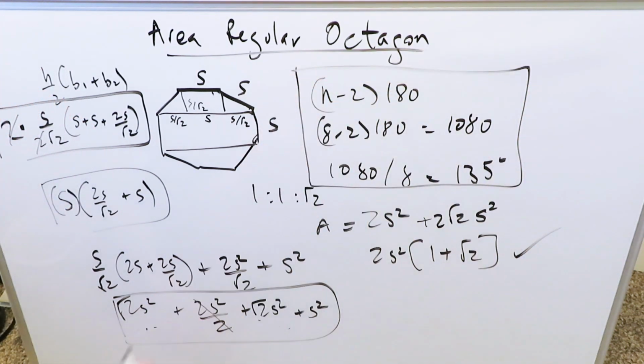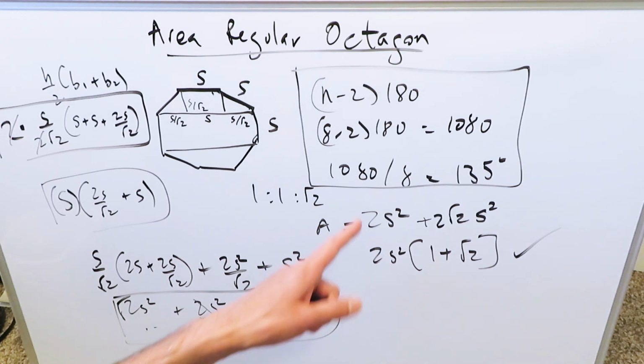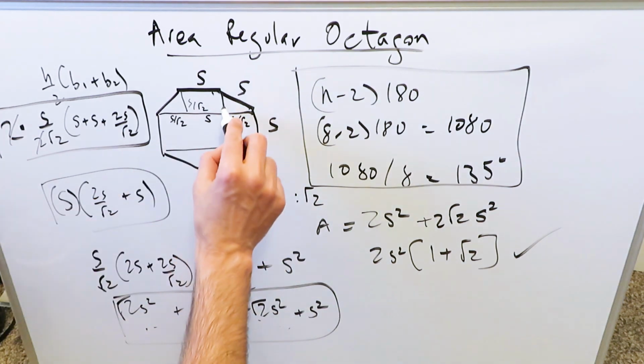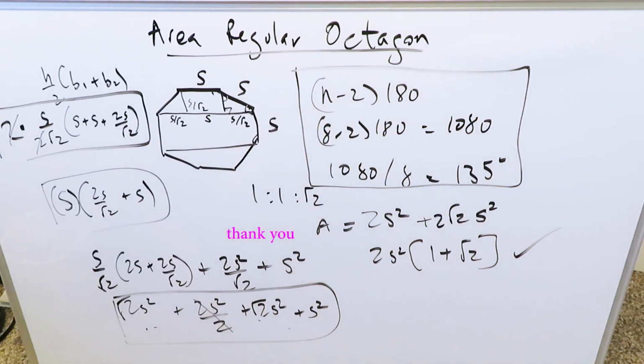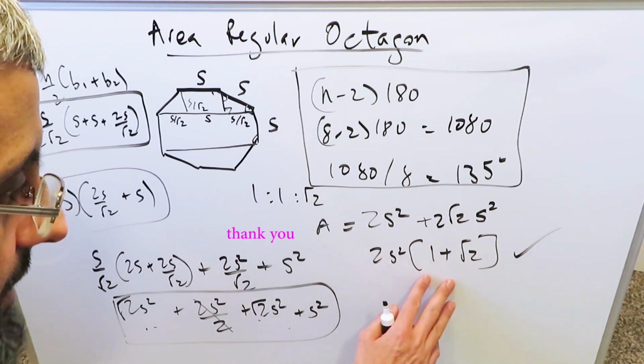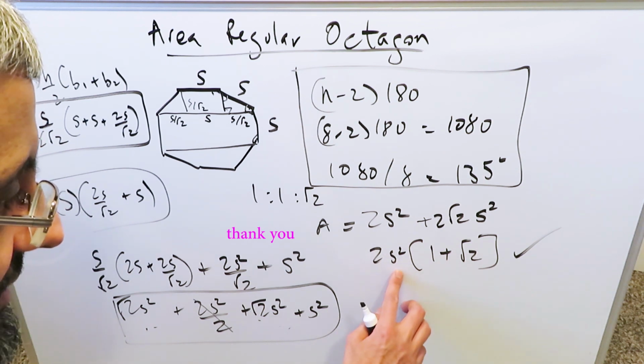If you don't do this calculation, it's very difficult to proceed, because this calculation generates that 45, 45, 90 triangle, which then continues the entire procedure onwards. This here is your area, 2S square times 1 plus root 2, where S is equal to the side.